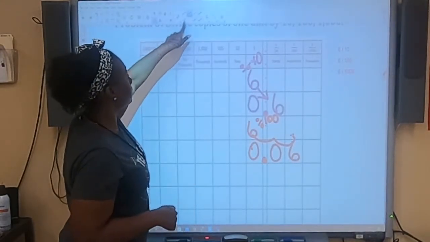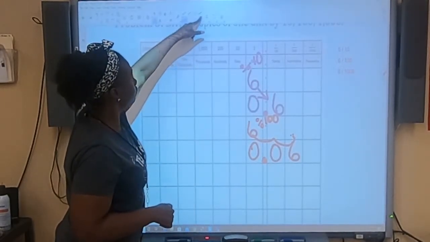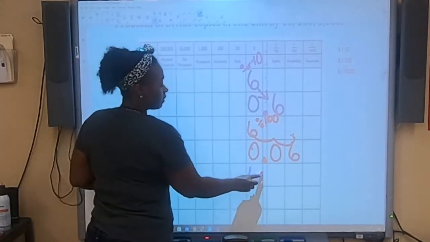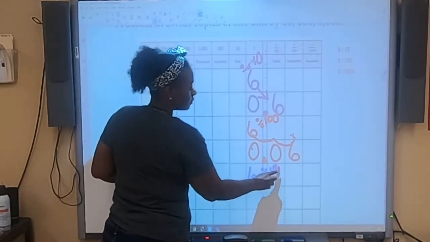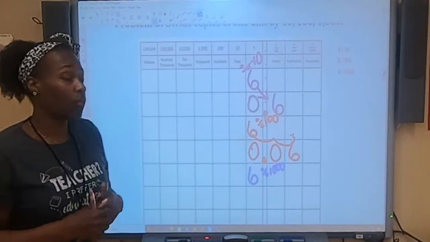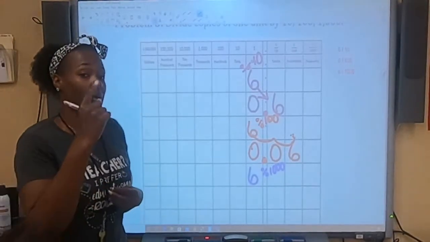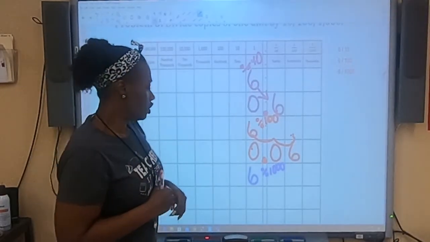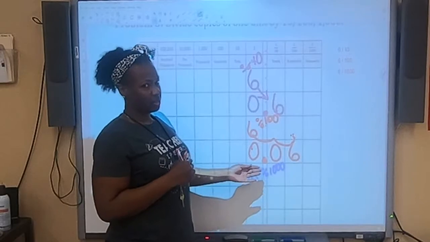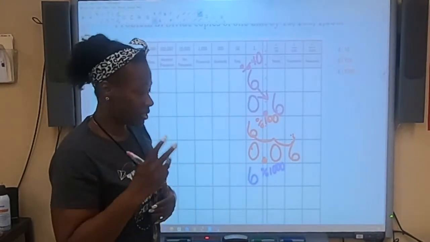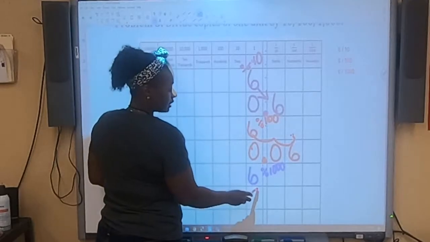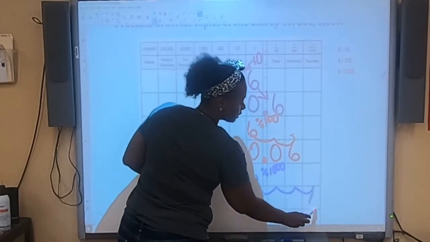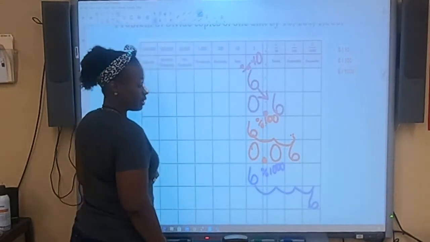Now let's take that same 6, this time we're going to divide it by 1,000. You should see a pattern by now. When we divided by 10, we shifted to the right one time. When we divided by 100, we shifted to the right 2 times. So if we divide by 1,000, we're going to shift to the right 3 times. So now I'm going to take my 6 and hop it 1 place value, 2 place values, 3 place values. So that 6 has to stick in the thousandths place.